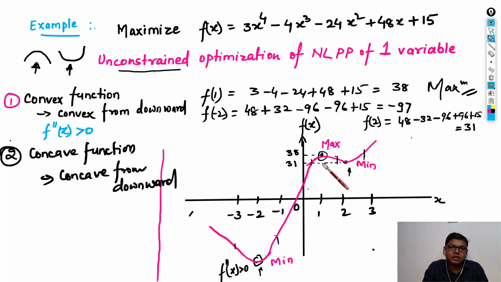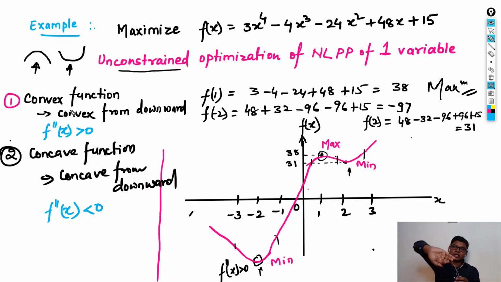Okay, and for maxima what do we get? f double prime x less than 0. So this is the condition for a concave function, and this is also a convex function, and at this point f double prime x is greater than 0. So this we have to remember. Convex function means convex from below. You have to check convex from below.